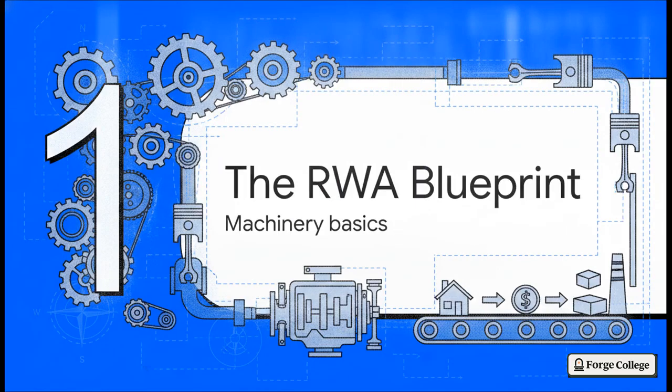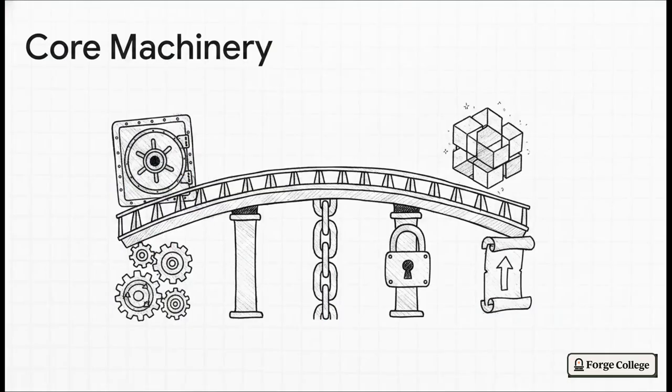All right, kicking things off with Section 1, the RWA blueprint, understanding the machinery. To actually pull this off, to represent a physical asset and carry that off-chain linkage required by real-world compliance, we need 4 specific parts working together in perfect harmony.